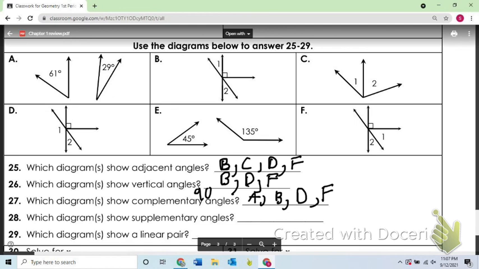Supplementary angles, again, the same thing. B, D, and F do show supplementary angles, as exhibited in D. E does as well, because supplementary means they add up to 180, and 45 plus 135 is indeed 180 degrees. So B, D, E, and F.